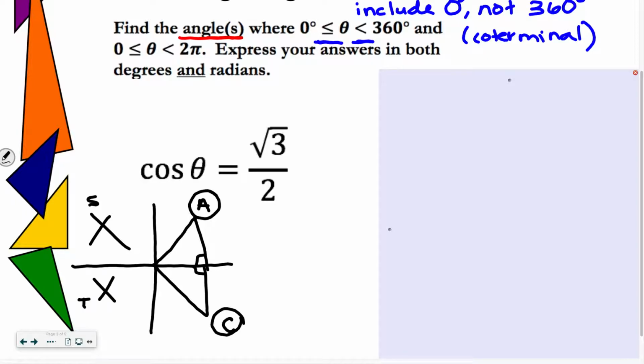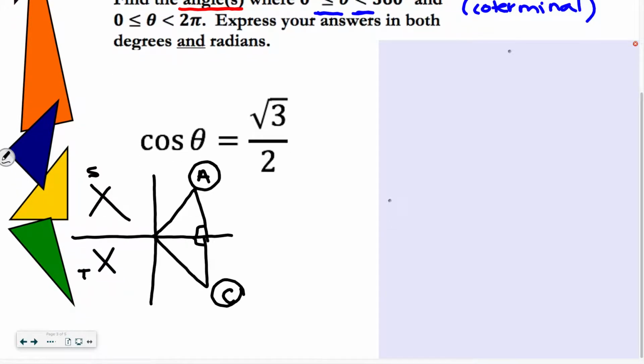That's what my right triangles would look like in quadrant 1 and 4. Do we agree? Okay. In order for cosine to be square root 3 over 2, think about how you get the ratio for cosine. What do those 2 numbers represent for cosine's ratio? You might be thinking adjacent over hypotenuse. How else might you think about a cosine? Or you might be thinking x over r.